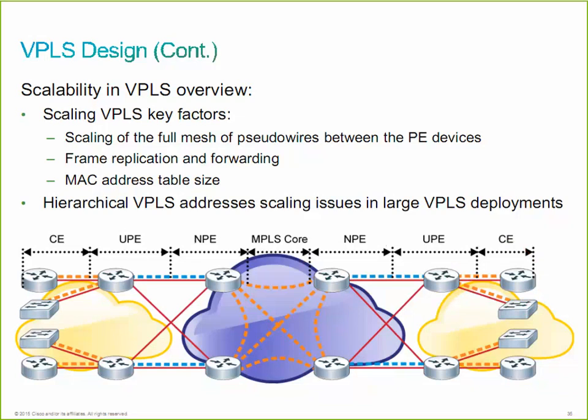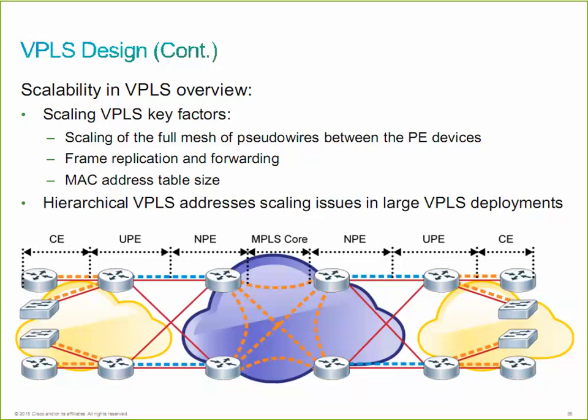If you look at this from the perspective of frame replication and frame forwarding, we need a lower number of pseudo wires as well, because only the NPE devices are connected in a full mesh, as opposed to every CE device or PE device that might be connected at each branch location. So that's going to reduce the burden on the core for things like frame replication and frame forwarding.